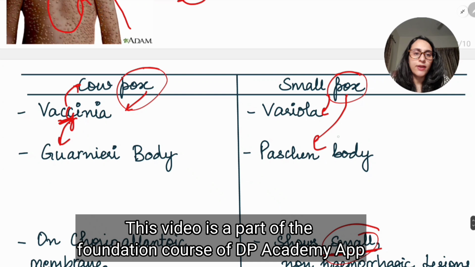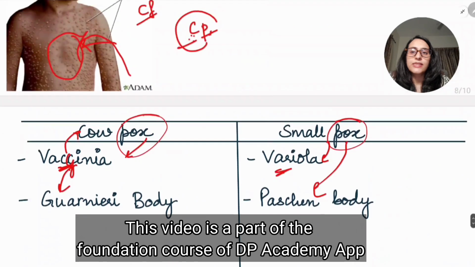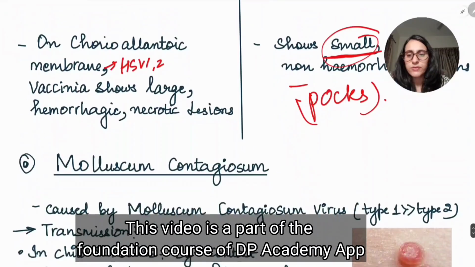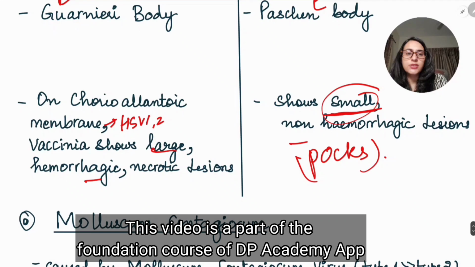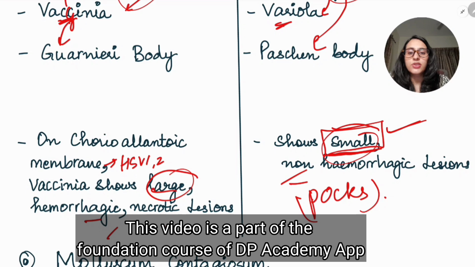Also, in smallpox, you will find these Paschen bodies. So smallpox is known as variola. Vaccinia has got a double C, it is cowpox, and it has Guarnieri bodies. On the embryonated egg, on the chorioallantoic membrane, we have studied this in the general properties, that the chorioallantoic membrane can be used for herpes simplex virus 1 and 2, and vaccinia and variola. Vaccinia and variola are nothing but cowpox and smallpox. So vaccinia shows large hemorrhagic lesions. See, smallpox has the word small in it. So on the chorioallantoic membrane, you can find these small, non-hemorrhagic lesions, while on the other hand, vaccinia shows large, hemorrhagic and necrotic lesions.